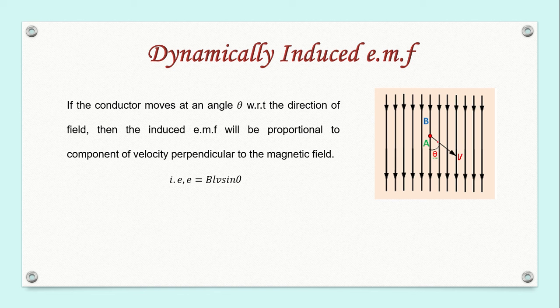What will be the equation for induced EMF in this particular case? The conductor is moving in a direction which makes an angle theta with the direction of the magnetic field. In this case, we have to resolve the velocity component into two.